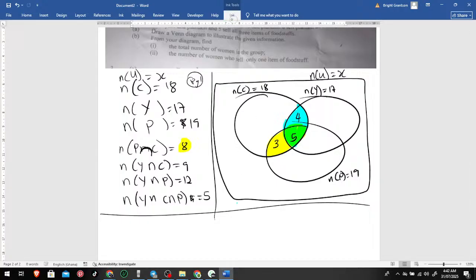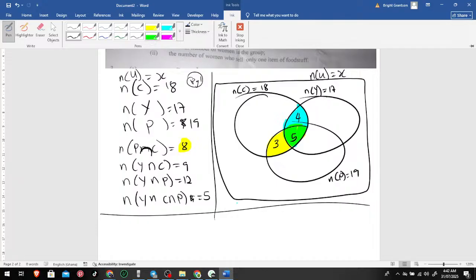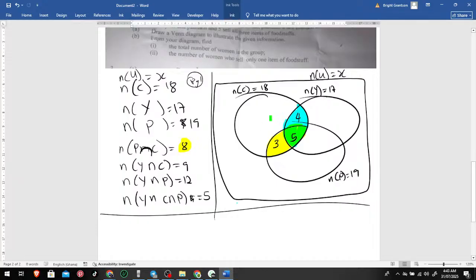And similarly, there's another calculation. Y intersection P is 12. You see, the blue and yellow gives us green automatically. I've not used the green to do anything yet, but you see that blue intersection yellow will give you green.